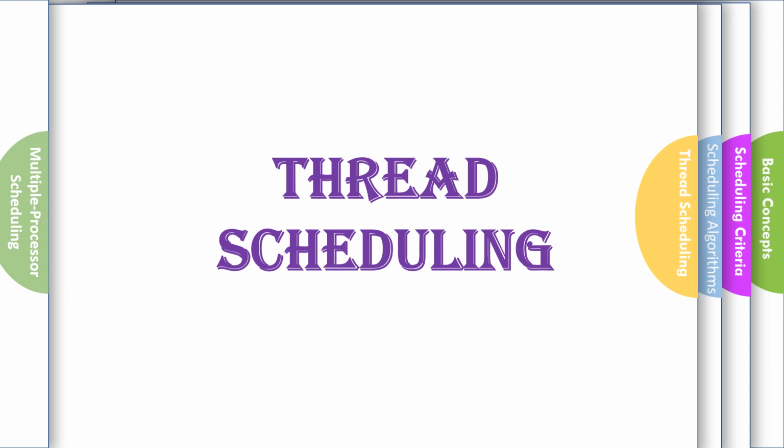A thread is like a child of a process which runs within the memory of the process. So that's why it is called a thread. It's a lightweight process. So what does thread scheduling mean? Thread scheduling means that in a process you can have more than one thread running.